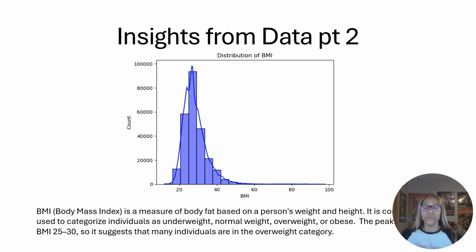This slide is slide 2 from the data, and it shows that lifestyle factors are modifiable and they do impact our health. Policy recommendations for diabetes prevention and education are needed now more than ever for my generation, for my community, and for my immediate family. Many attributes play a significant role in how diabetes affects our health. BMI here is shown as a measure of body fat based on a person's weight and height, used to categorize individuals as underweight, overweight, and obese. The peak here shows a BMI range between 25 and 30, so it suggests that many individuals are in the overweight category.